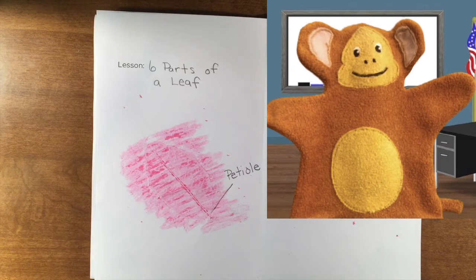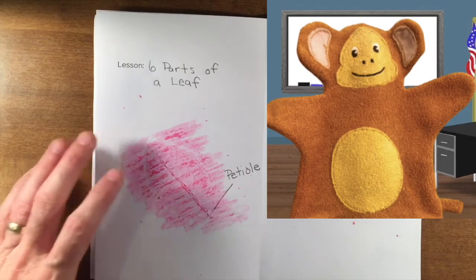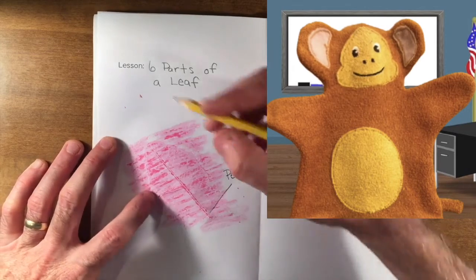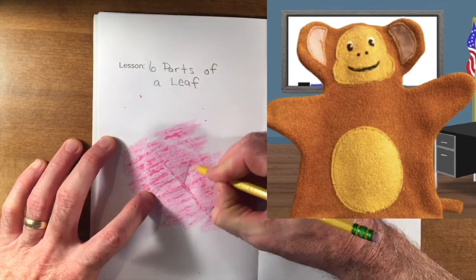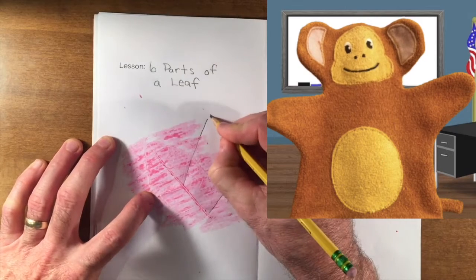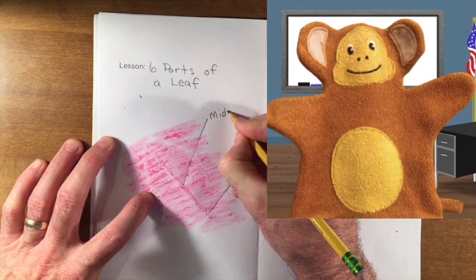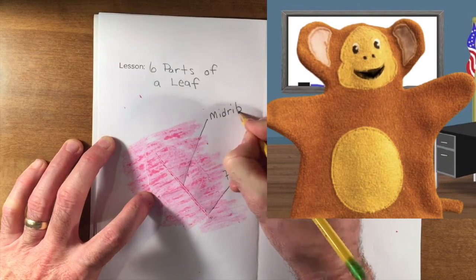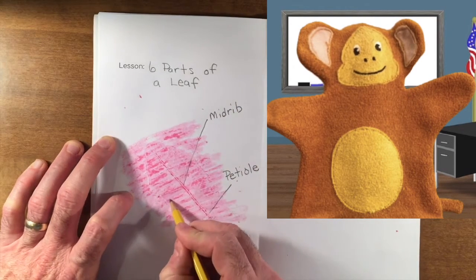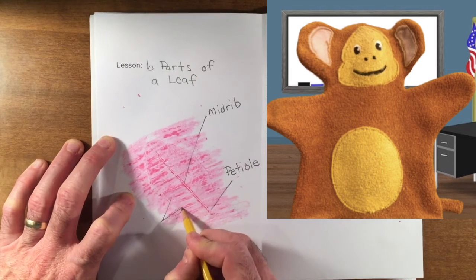Now, the next part of the leaf that we'd like to discuss today is the midrib, Mr. Garland. And the midrib is the kind of vein that goes down the center of the leaf, Mr. Garland. Did you know about that? Well, I think you should, Mr. Garland.